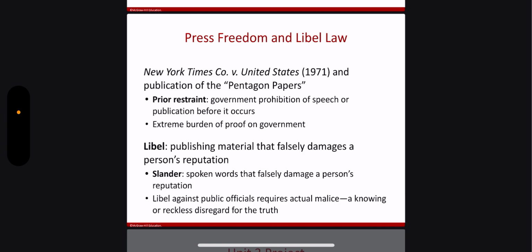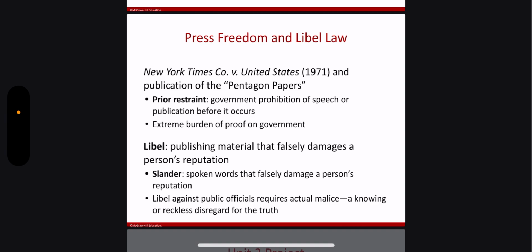And then we have this thing called libel. Okay, and this is where you publish material that falsely damages a person's reputation. Now, let me be very clear. It is not libel if it is true. Okay, so if Cindy is a terrible person and Cindy stole her neighbor's cat, and you publish in the paper that Cindy is a thief for taking her neighbor's cat, that is not libel because it is true.